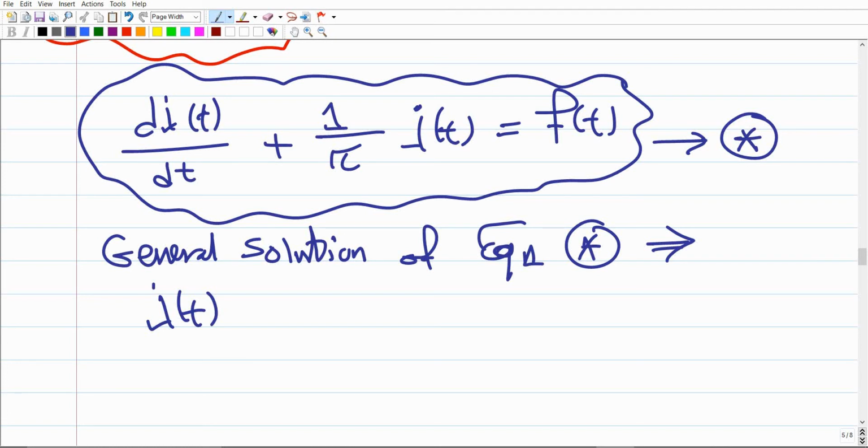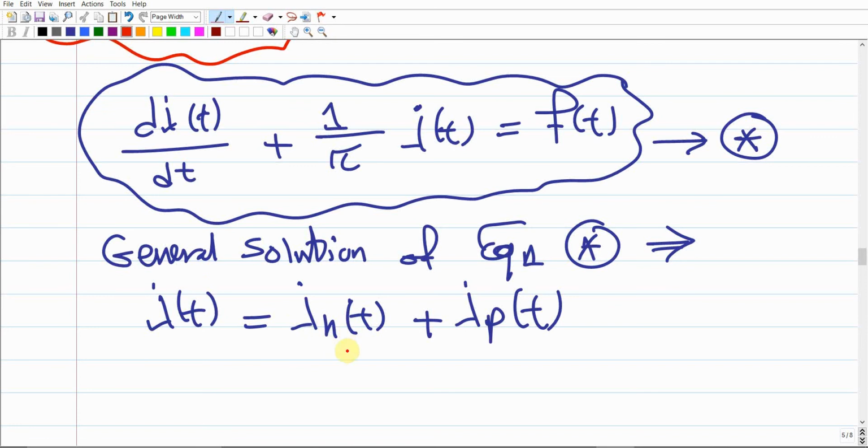It means that, what is the function of I of t? How much is I of t? Generally, we can decompose the solution, I of t, into two terms: one is homogeneous and one is particular. P stands for particular, H stands for homogeneous.